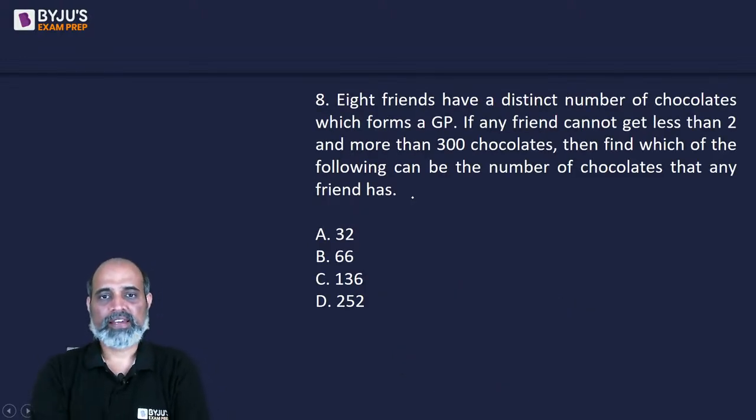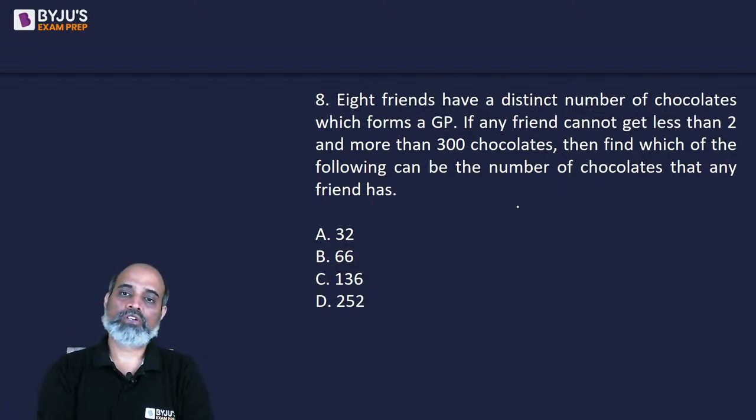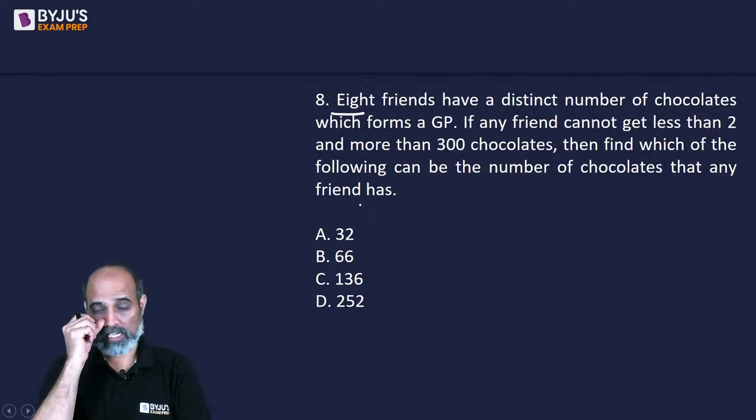Okay. Next, 8 friends have a distinct number of chocolates which forms a GP. If any friend cannot get less than 2 and more than 300 chocolates, then find which of the following can be the number of chocolates that any friend has. So since we have 8 friends, less than 2 is not allowed.